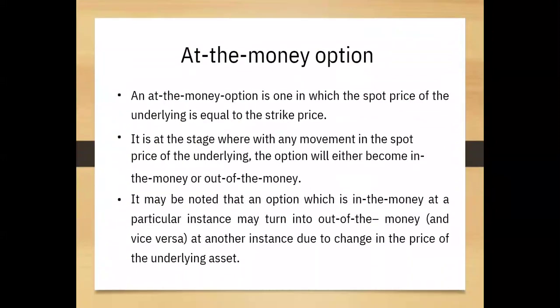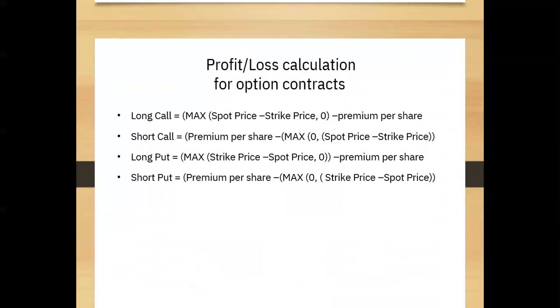At the money option is one where the spot price of the underlying is equal to the strike price. It is a state where with any movement in the spot price of the underlying, the option will become either in the money or out of the money. It may be noted that an option which is in the money at a particular instant may turn out of the money at another instant due to change in the price of the underlying asset.